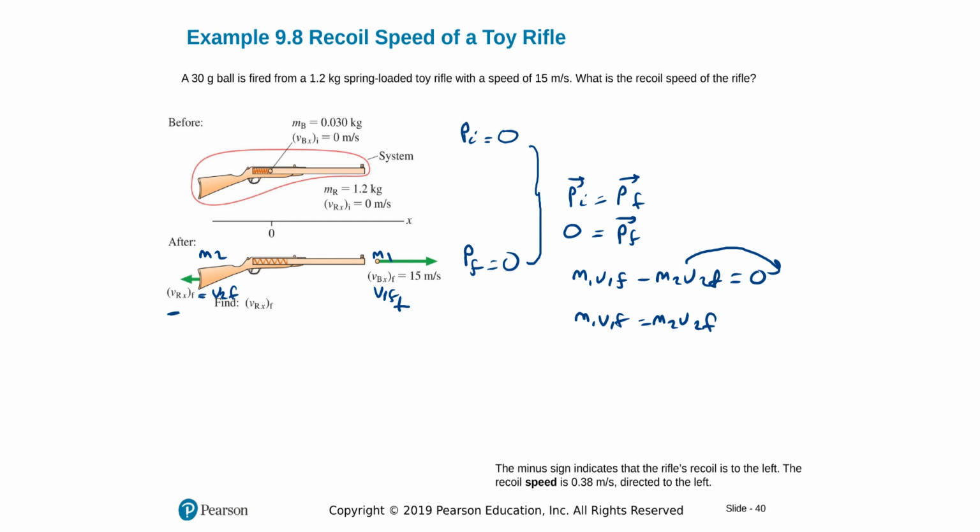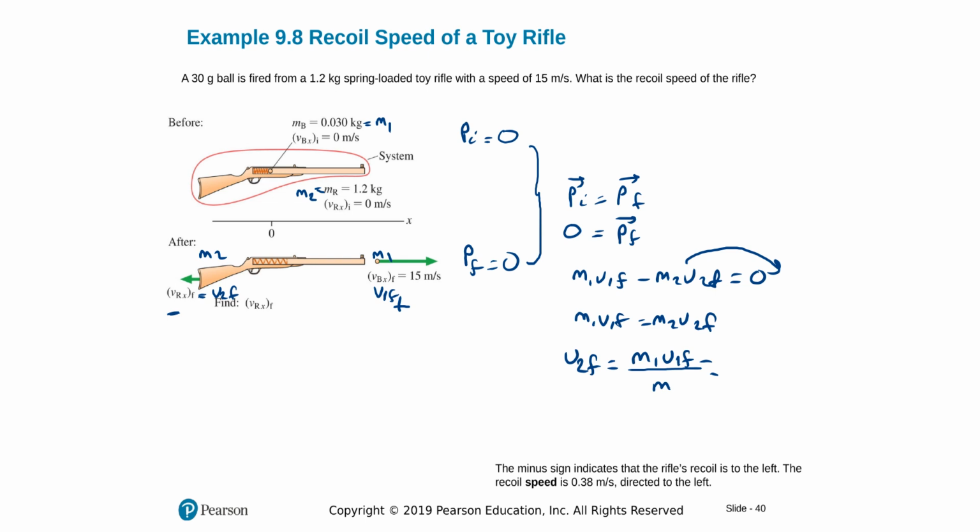And I'm looking for V2 final. I'm going to divide each side by M2. So I'm going to say V2 final equals M1 V1 final divided by M2. Putting in all the numbers here, given they're also on the pictures. Again, I call the rifle here M2 and the mass of the bullet M1, and we want to finalize this value here.